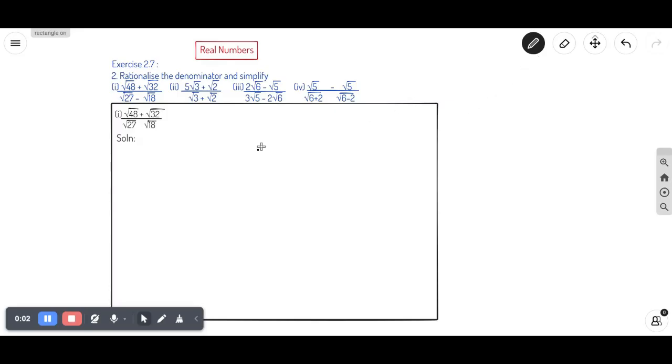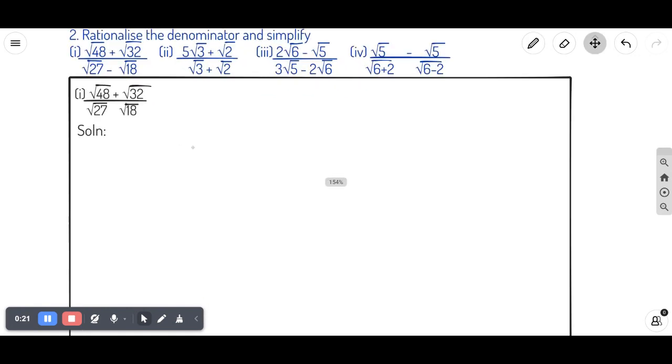Hi everyone, let us start with real numbers exercise 2.7 and question number 2 today. Rationalize the denominator and simplify. Rationalize means nothing but you know very well that you have to make your denominator a rational number. So let's move on to our question.